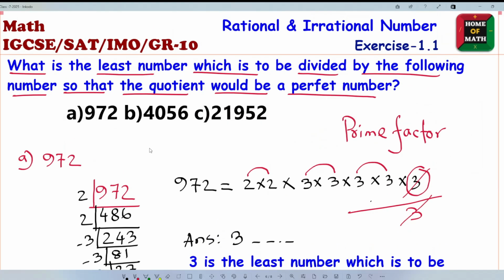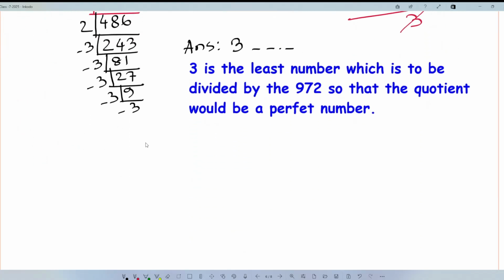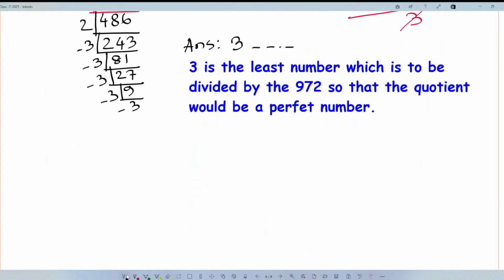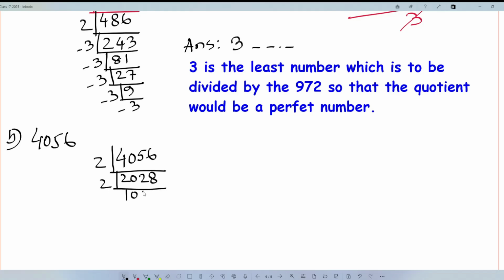Okay, now number B, which is 4056. This one we also again need prime factorization. 4056, this one we can divide by 2. So 2028, right? Then divide by 2, 1014. Divide by 2, 507.